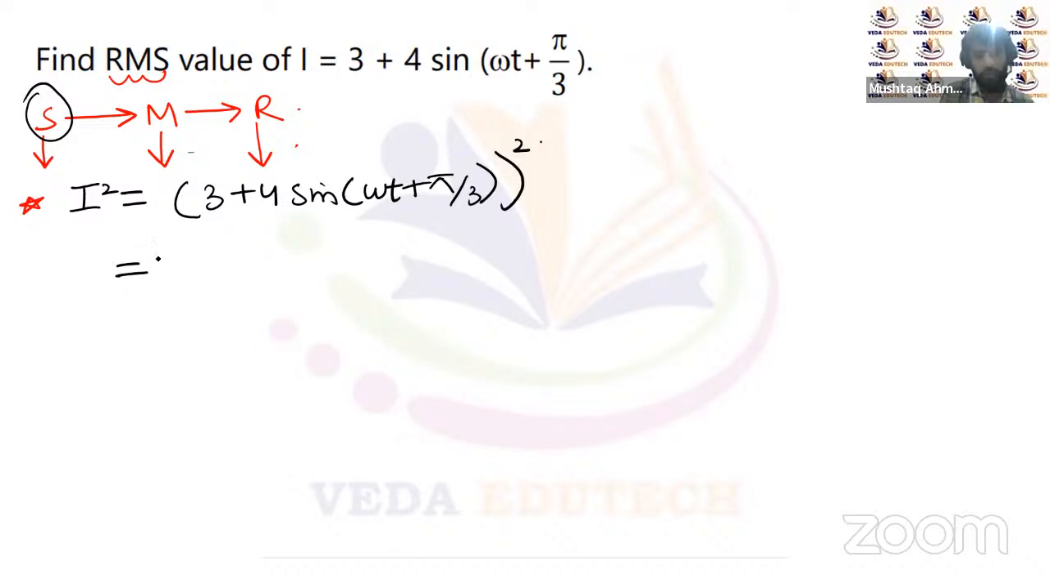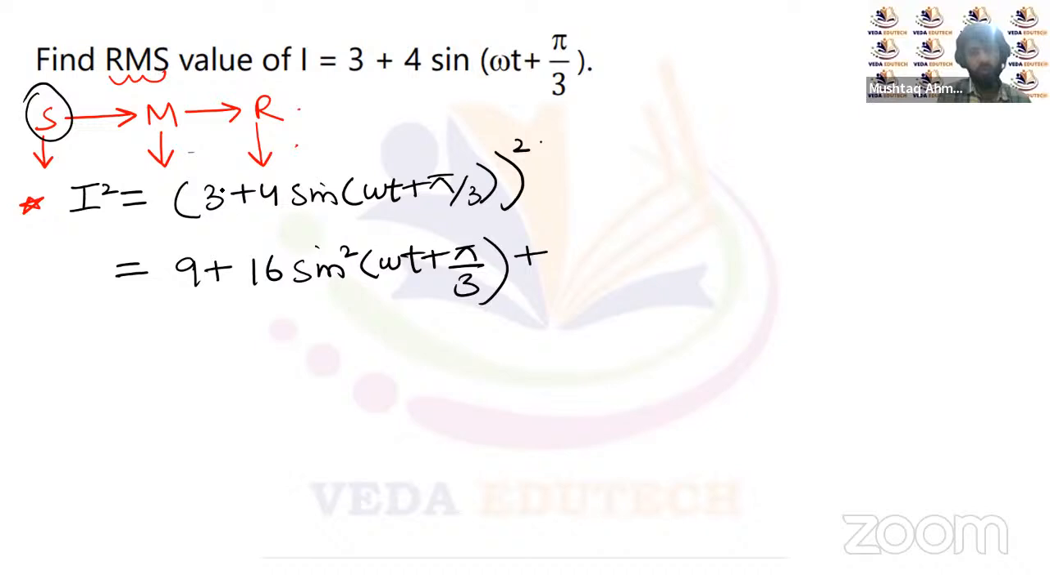Squaring both sides, we can expand it. It will be 9 plus 16 sin²(ωt + π/3). So we can use here (a + b) whole square, right? Plus 2 into 3 into 4, that's 24 sin(ωt + π/3). So this will be the expansion for this question, right?